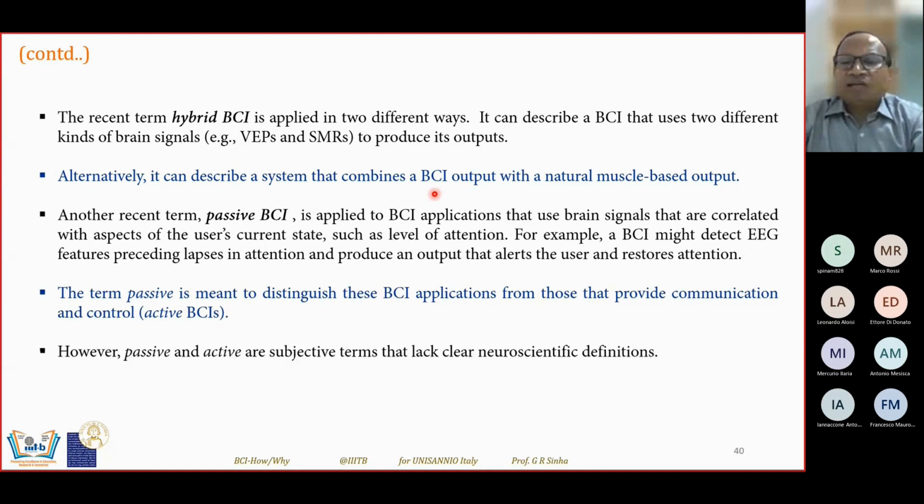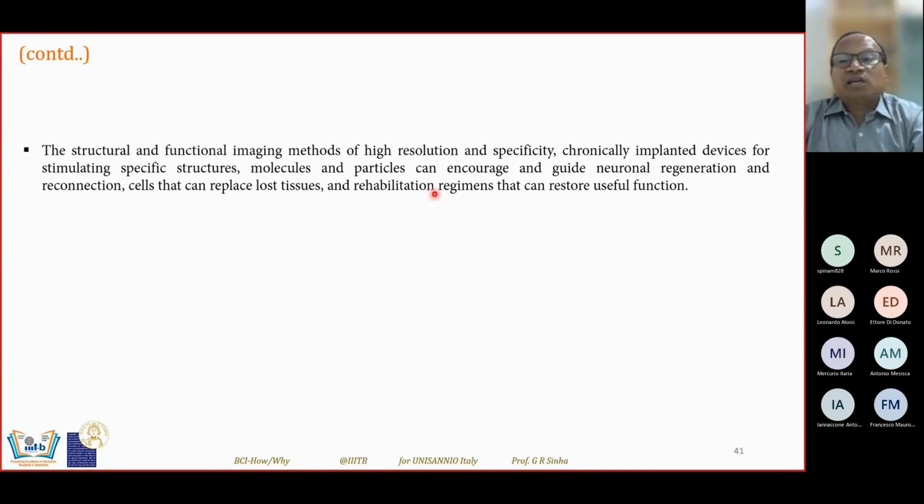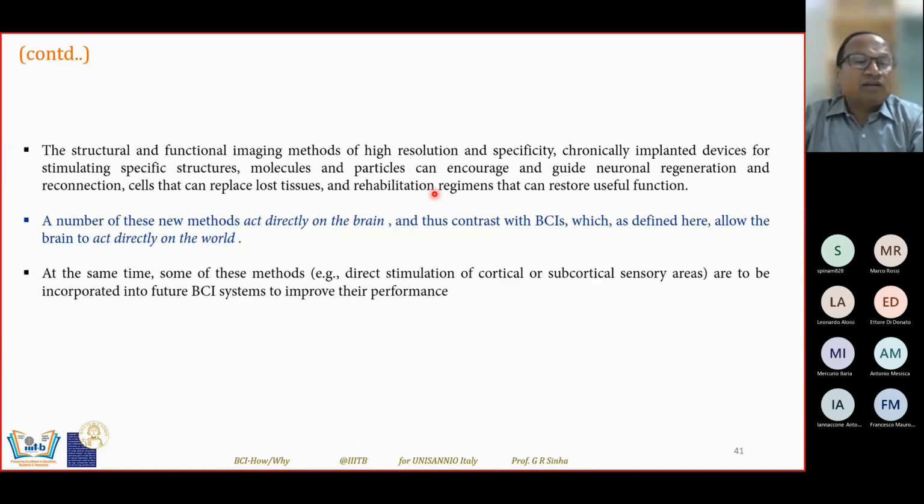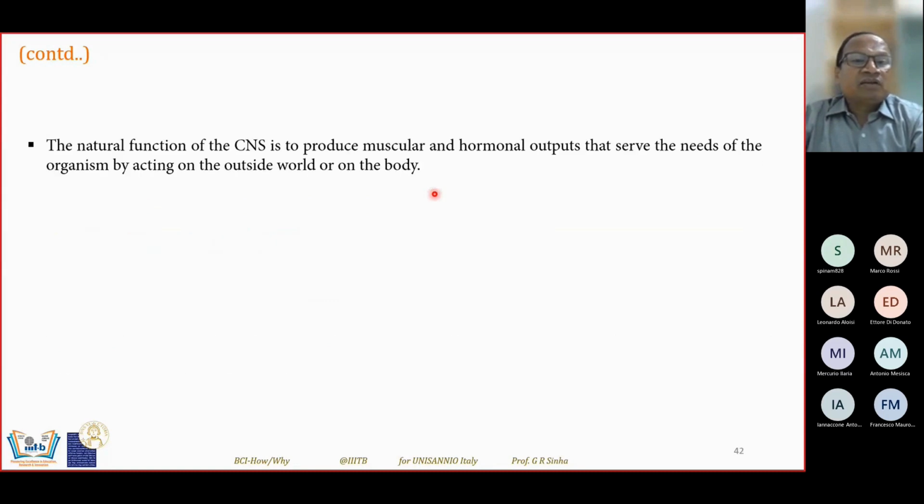But in the coming lectures, many more things, many more applications will come, and there you can clearly articulate which will fall under which category. See, the natural function of the CNS is to produce muscular and hormonal output. So we need to understand it gives two outputs. You can understand what I was talking about with VEP, the visual evoked potential. There is also the event related potential, which will come later.